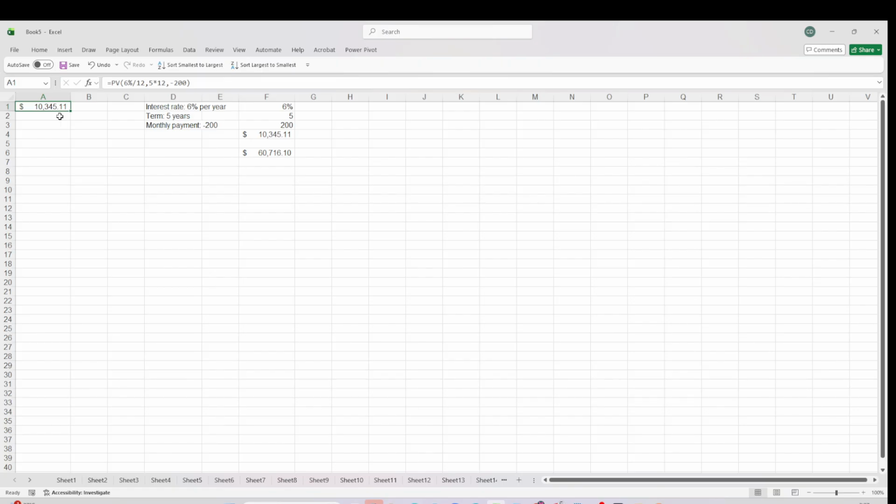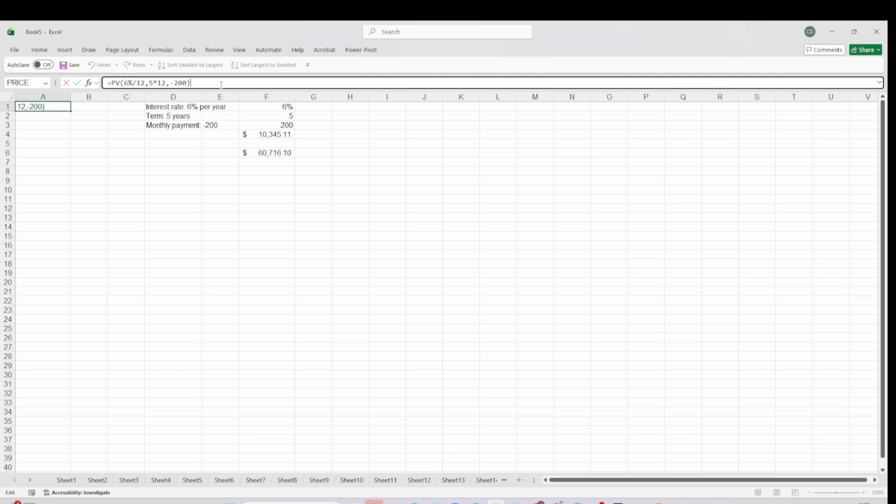If you're trying to figure out the value of a loan based on fixed payments, or how much you would need today to reach a future savings target, PV is a very useful formula to know. The basic syntax is equals PV, then rate, NPER, PMT, and optionally FV and type. Written out, that looks like this: equals PV open parenthesis rate, NPER, PMT, optional FV, optional type, close parenthesis.